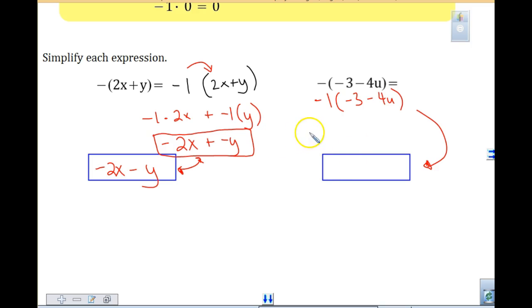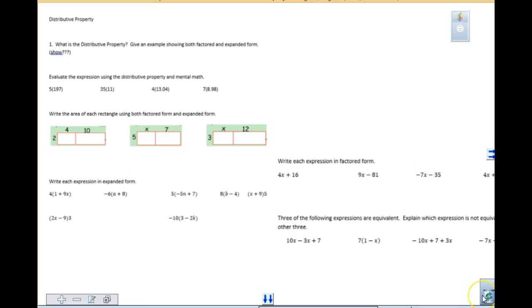Now, I can show that by taking -1 times -3, which is going to give me a +3. Then if I keep this minus right here, and I keep that in the problem, and I put -1 times 4u, negative times this minus a negative becomes a plus, and I do get a +4u as I'm looking at it. I would like you right now, if you would, turn in your workbook.